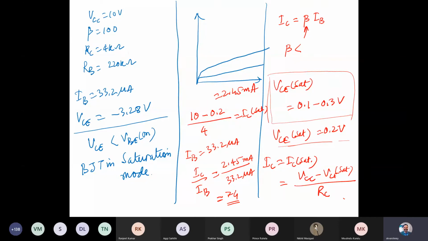The VCC is, let's say, 10 volt, RB is 220 kilo ohm, RC is 4 kilo ohm. In that case, the transistor would be in forward active mode if we pick a transistor which has a beta less than 74. We generally call this beta forced. So one has to pick a different transistor, take out the transistor from the circuit and put in a different one, right?